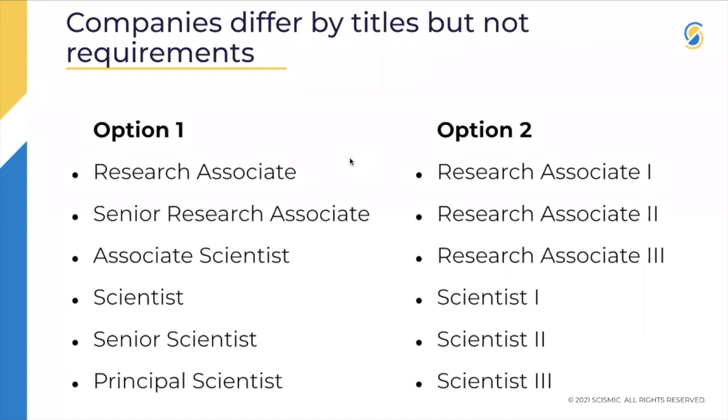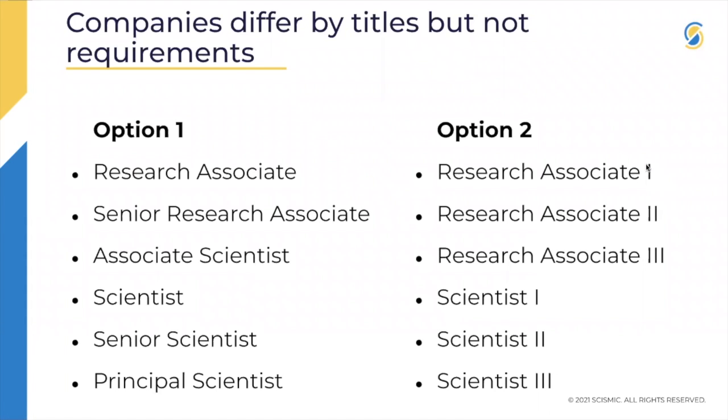The other thing is that beyond research associate and scientist, titles can differ between different companies. So here are 2 options that I've seen. There's still the standard research associate and scientist for bachelor's, master's level, and PhD level. But then above research associate, you have senior research associate and associate scientist. And then above scientist, you'll have senior scientist, principal scientist, and it can go on from there into staff scientist, department heads, things like that.